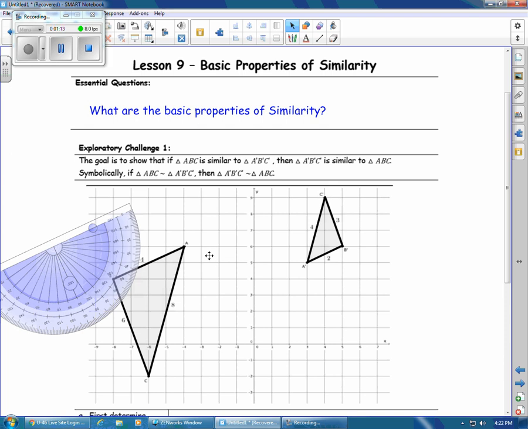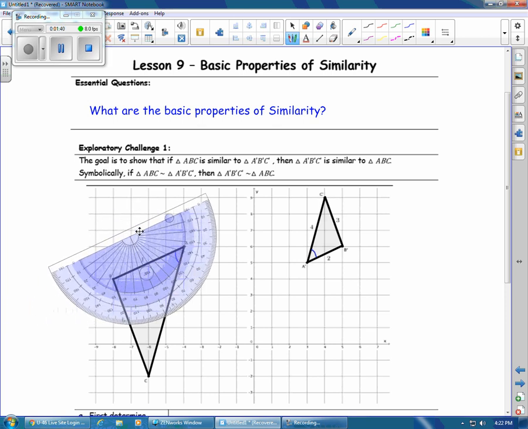We talked a little bit about how, if something is similar, your angle measures are going to be the same between angles that match up. So we have angle A here, and we have angle A prime. Those would be our corresponding angles for A. And then of course we have B and B prime, C and C prime. Those are the angles that we're going to check to see if they have the same angle measure.